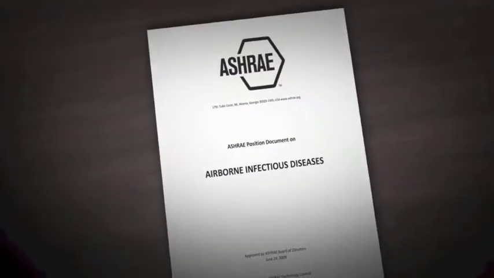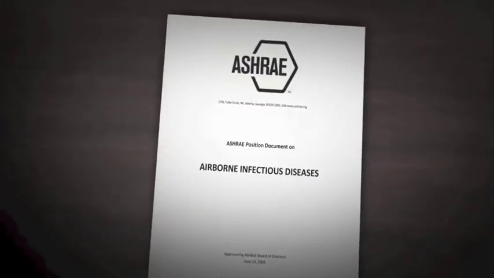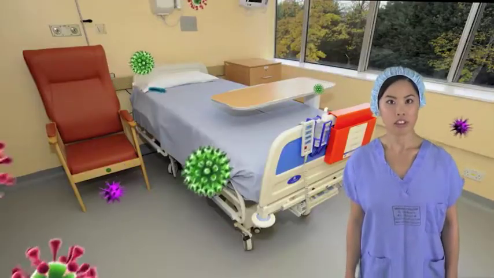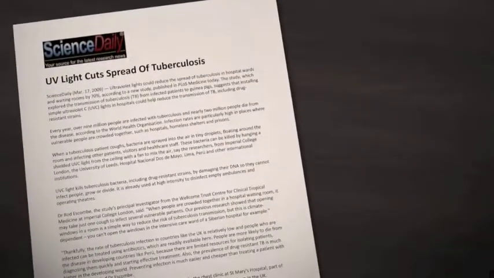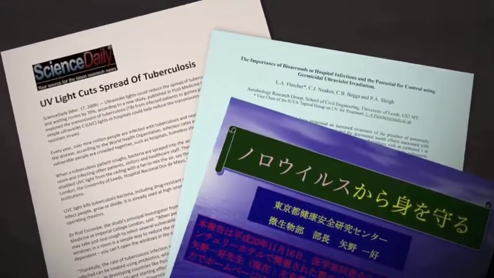On June 24, 2009, ASHRAE's Board of Directors issued a position document indicating that the AC system distributes viruses. This has been confirmed by medical studies, including a recent one for norovirus.